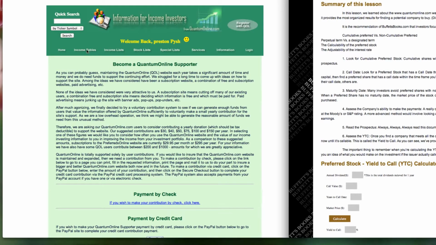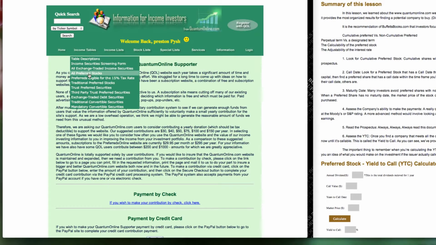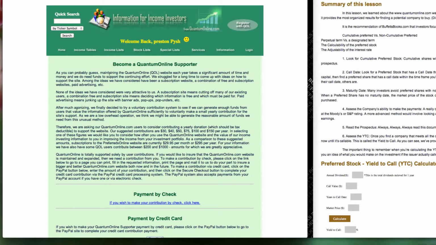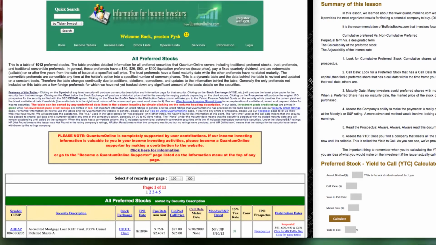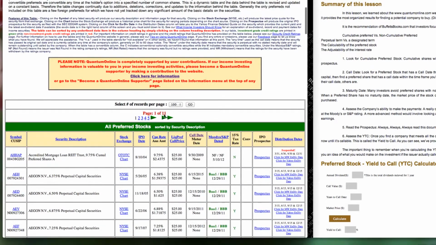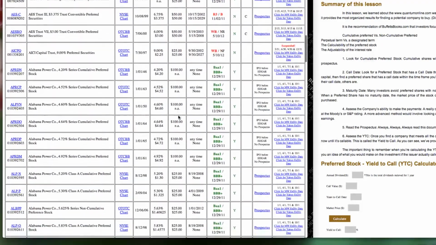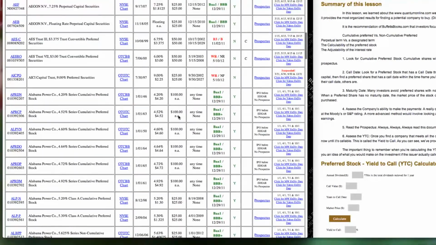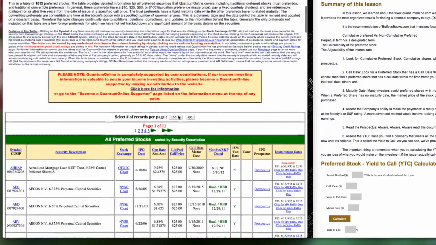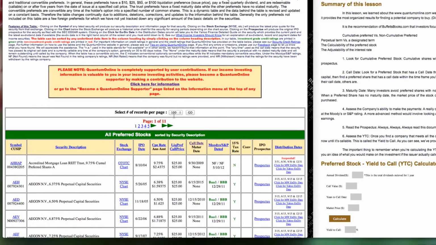The first thing you're going to probably want to do is go to this income table, and you'll click on this and you can select all preferred stock. And when you pull that up, it gives you a list, and you can see there's many pages, one of 11 pages, and it lists all these preferred stock that you can invest in.